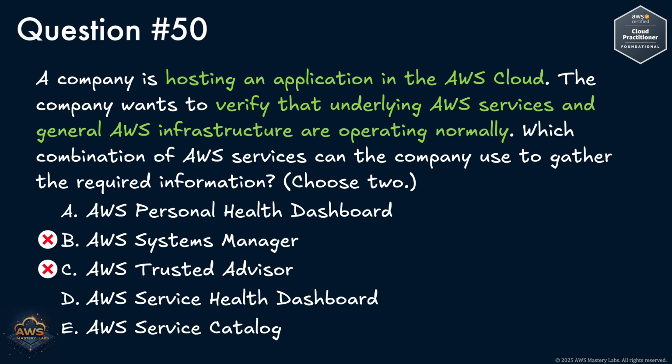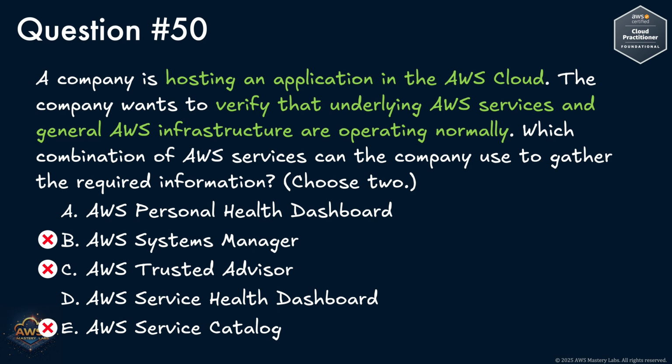Option C, AWS Trusted Advisor. AWS Trusted Advisor provides real-time recommendations across areas like cost optimization, security, and fault tolerance. It's a proactive tool for improving AWS usage, but not intended to monitor or report the current health status of AWS services or the AWS infrastructure layer. Incorrect. Helps improve usage, but doesn't monitor AWS service health.